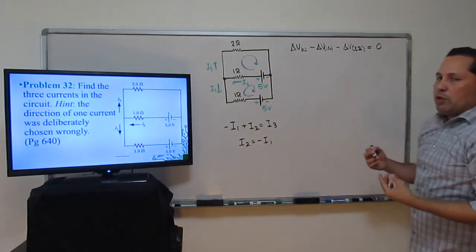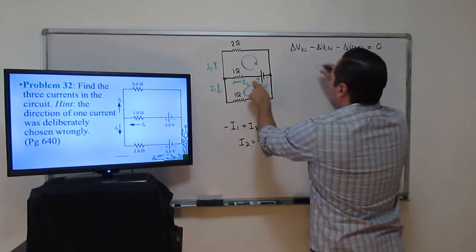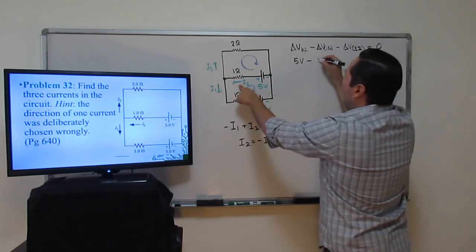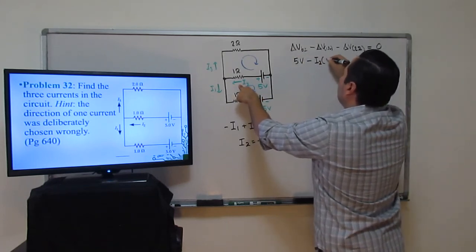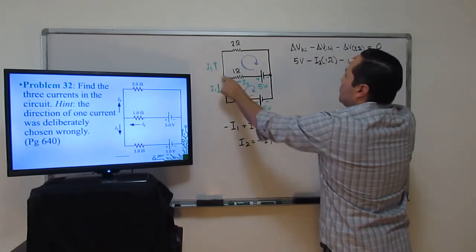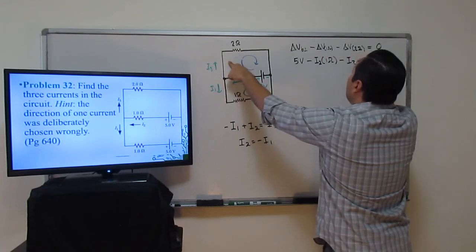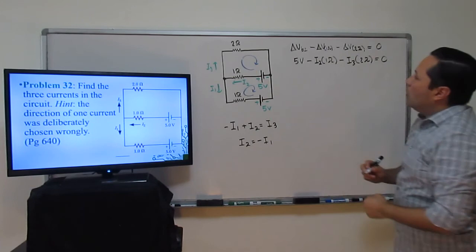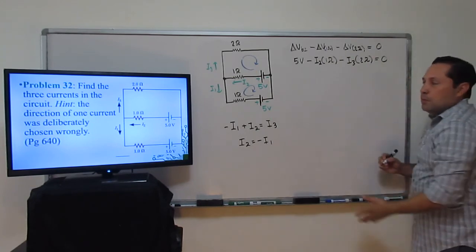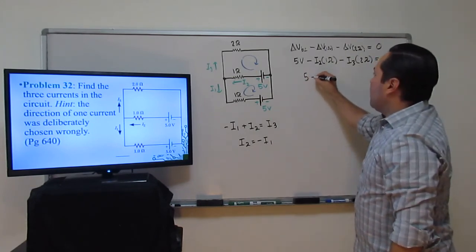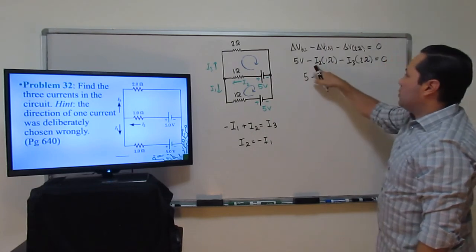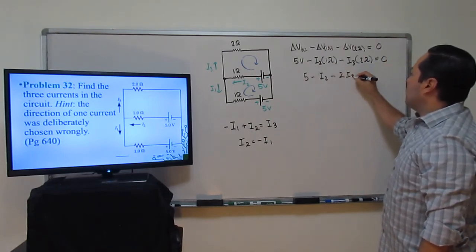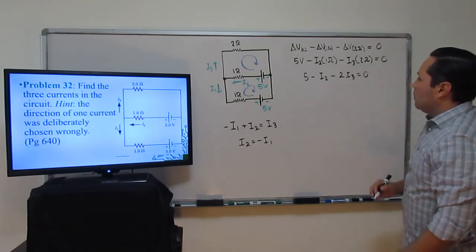All right, so now we go ahead and start plugging in the values. So this is a 5 volt battery. Minus, for this one's going to be I2 multiplied times the 1 ohm. It's going to be I3 multiplied times 2 ohms, and all equals 0. All right, let's write it more like a formula. And it's going to be 5 minus I2, because 1 times I2 is just I2, minus 2I3 equals 0.